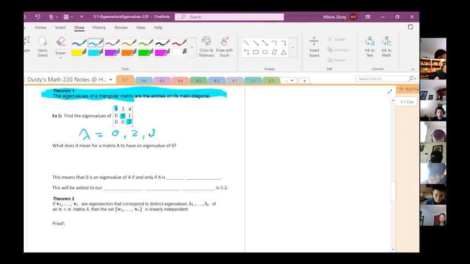What does it mean for a matrix to have an eigenvalue of 0? If you think about that, that's saying that AX equals 0 times X has non-trivial solutions. So it's like the null space of the original matrix A is interesting.